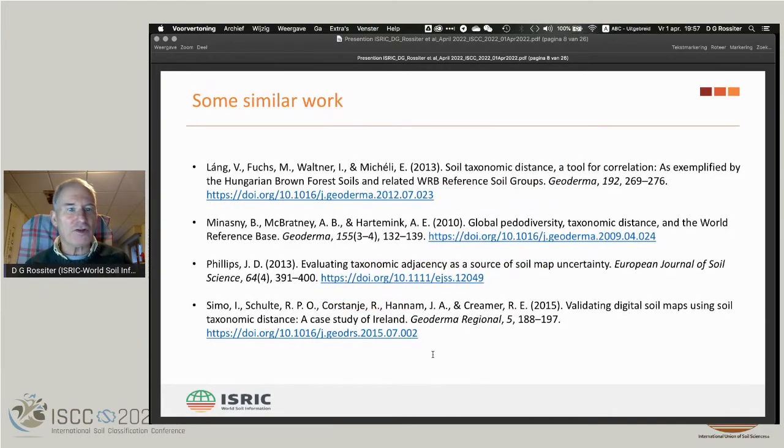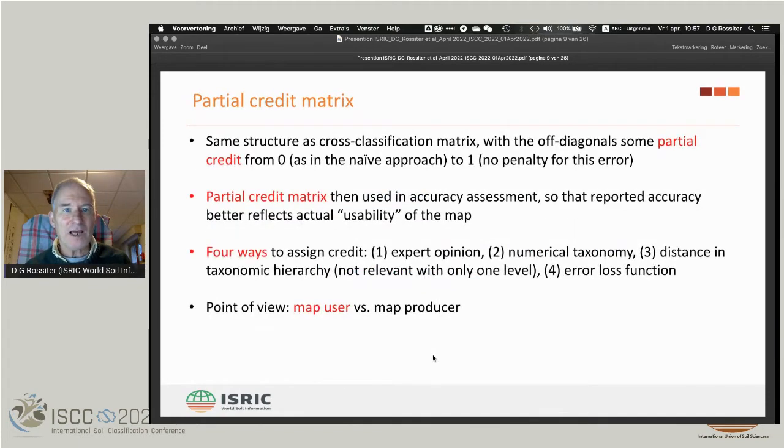Now, there's some similar work here that is not exactly the same, but I leave this for you to look at. Some similar thinking about how some groups are closer to others, although no one has really done it for accuracy assessment. So the idea of the partial credit matrix is we make a matrix with the same structure as the cross classification matrix, but the off diagonals now have some partial credit.